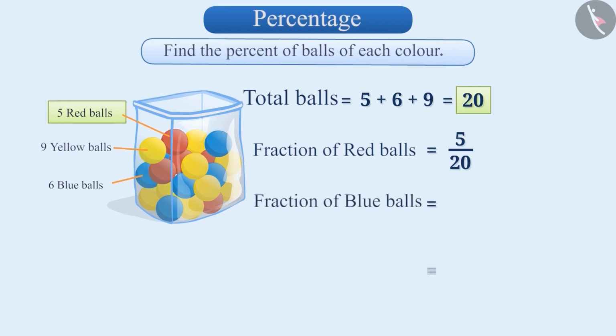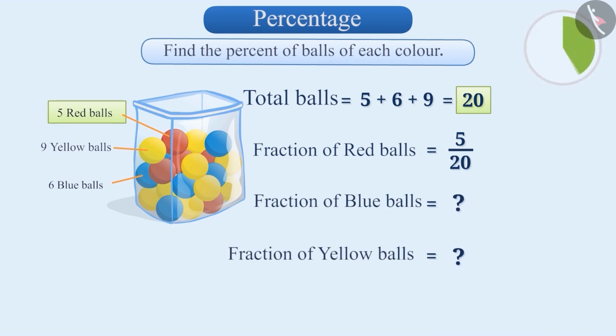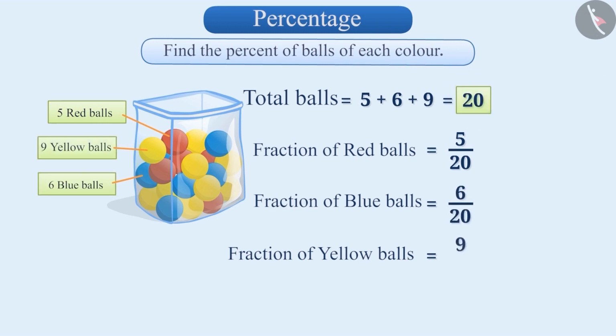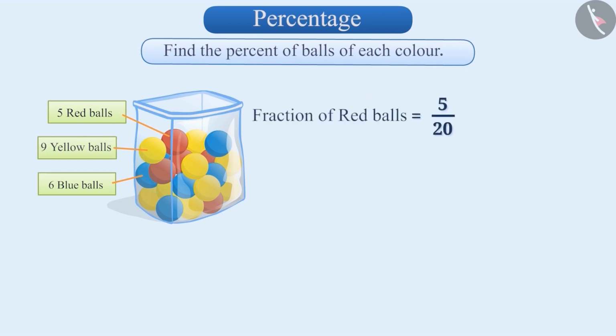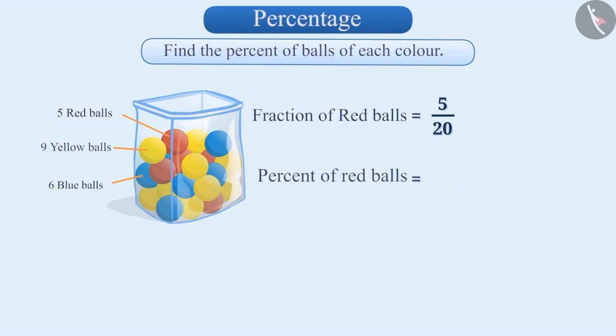Similarly, can you tell me how you will represent the total number of blue and yellow balls in the fraction? Think about it. Absolutely right. 6 out of 20 are blue balls, so it can be written as 6 by 20, and 9 out of 20 are yellow balls and can be written in the form of fraction 9 by 20. First, out of the total balls, let us find the percent of red balls.